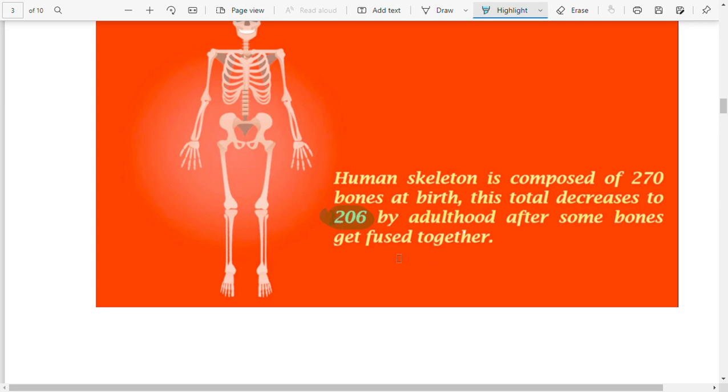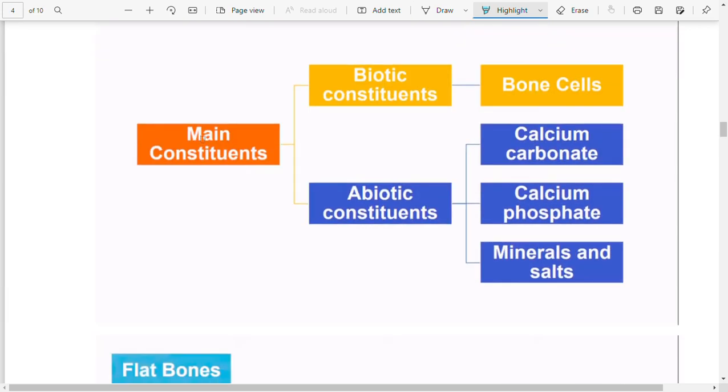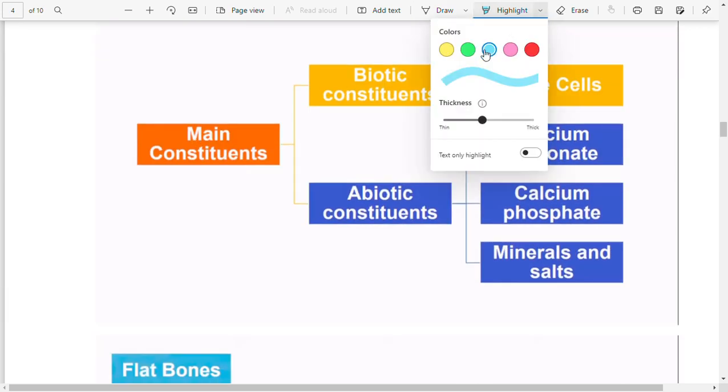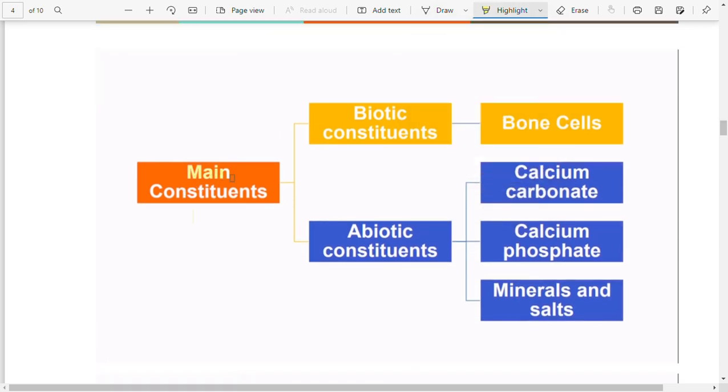Am I clear? Now we are going to learn about the constituents of the bones. Let's learn first about the main constituents of the bones. First, we have the basic constituents. In the basic constituents, you have the bone cells. Yes, this is the first type.